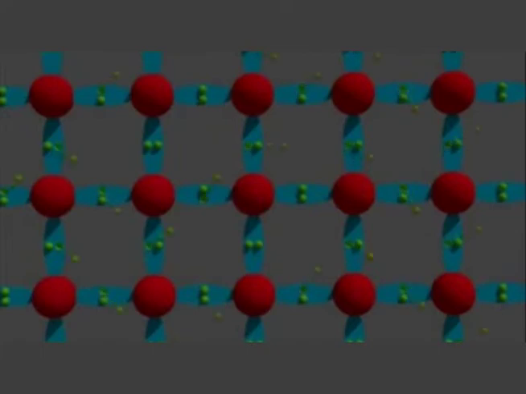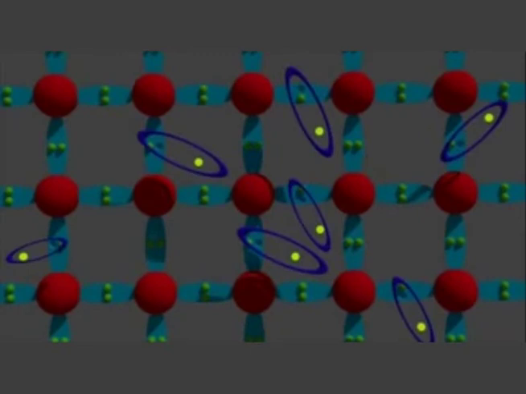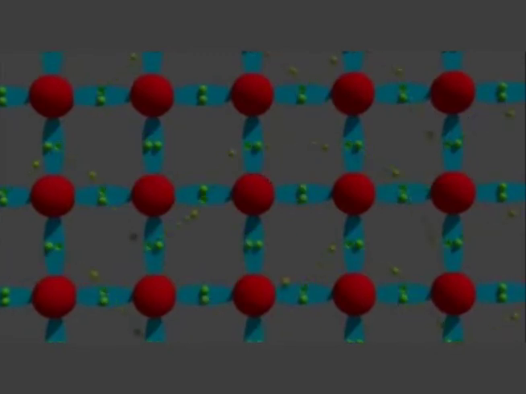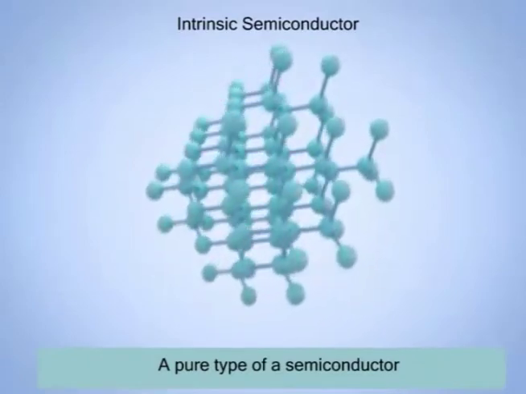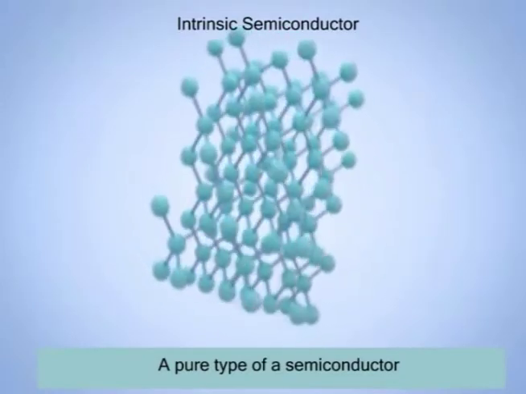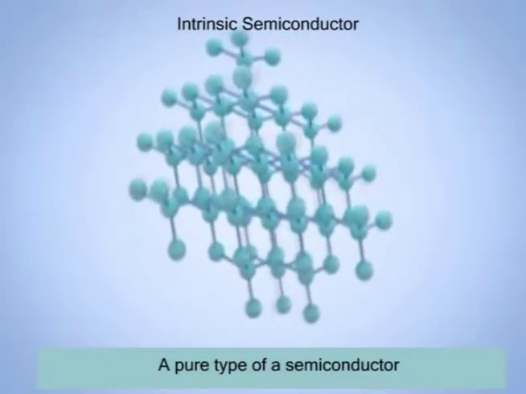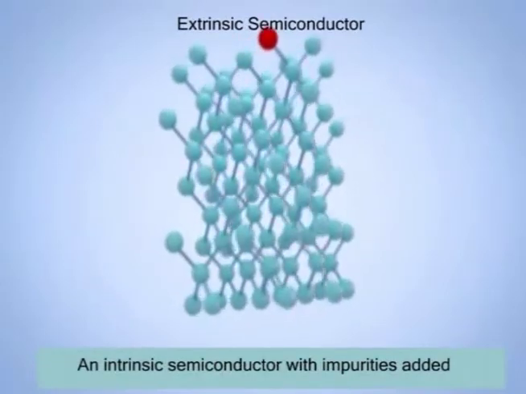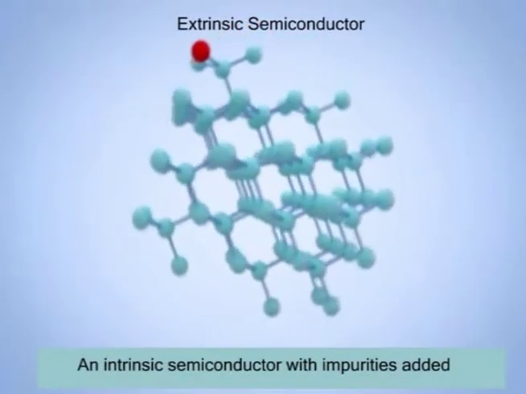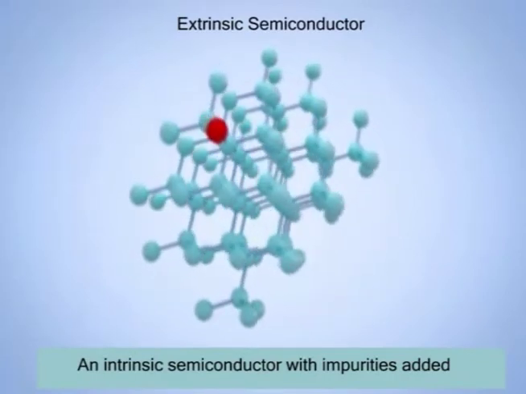Intrinsic and extrinsic semiconductors. Keep in mind that in a pure semiconductor like silicon and germanium, every time an electron is dislodged, a hole is created. So at any given point in time, the number of electrons is equal to the number of holes. An intrinsic semiconductor is a pure form of a semiconductor like silicon or germanium. Small quantities of impurities may be added to an intrinsic semiconductor to enhance conductivity. This is called doping, and the resulting semiconductor is called extrinsic.